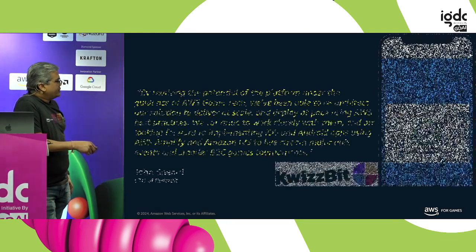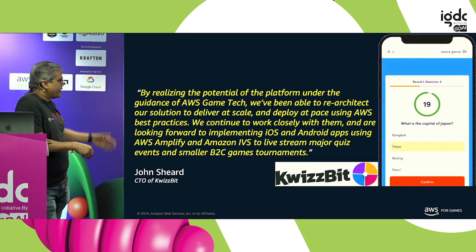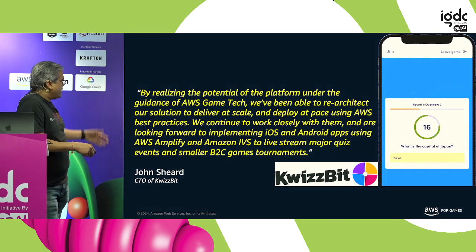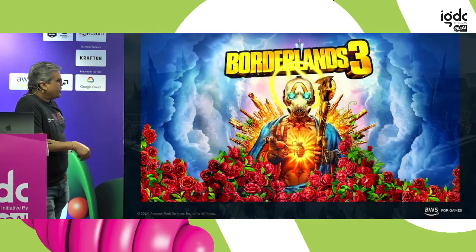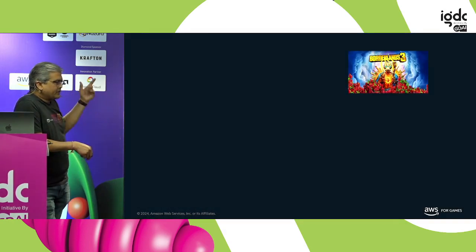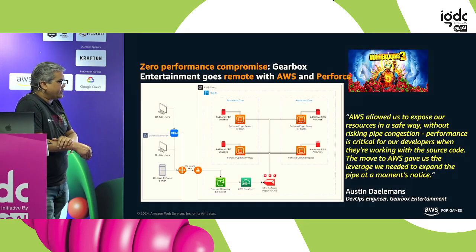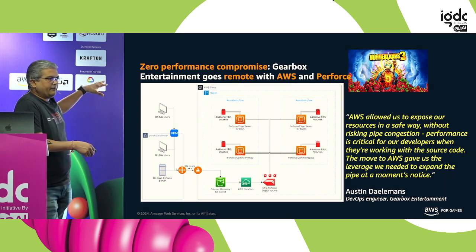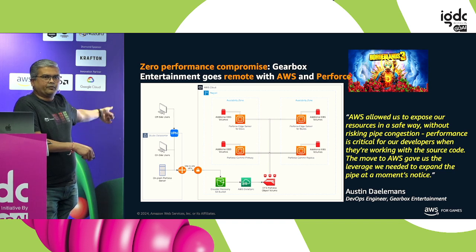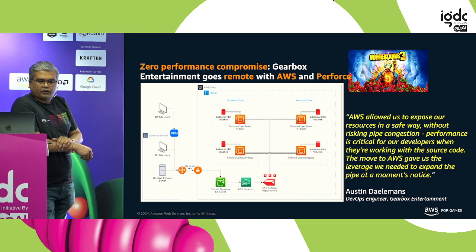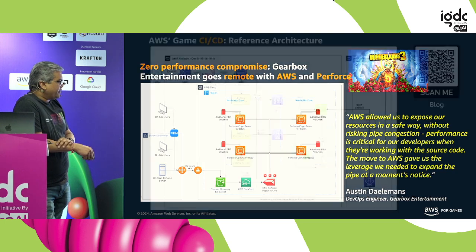We also have Quizbit. This is a quizzing platform. They have been using Amazon IVS and Amplify, which also has helped them quickly get onboarded. So how do they do this? An example of a customer like Borderlands 3, which is Gearbox Entertainment, is this is how their Perforce deployment on the cloud looks like. They've shared this, and this is when, due to the pandemic, we had most of the people working remote. They were able to use this deployment to continue working without getting interrupted because of the pandemic.